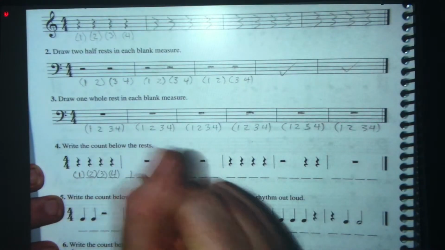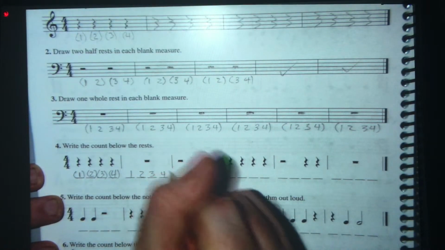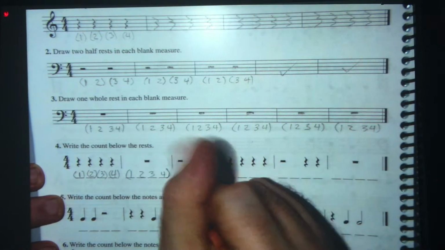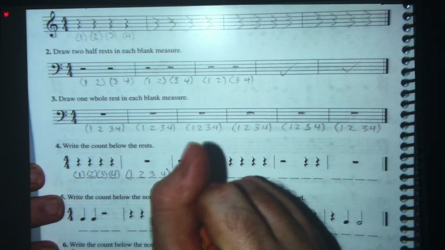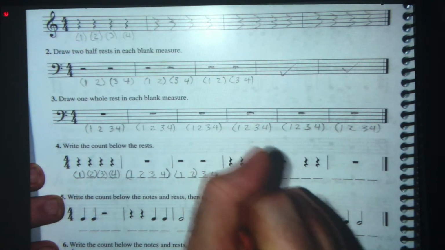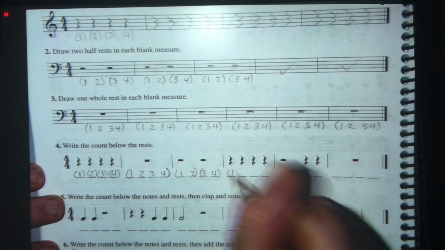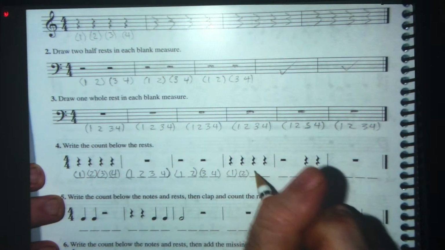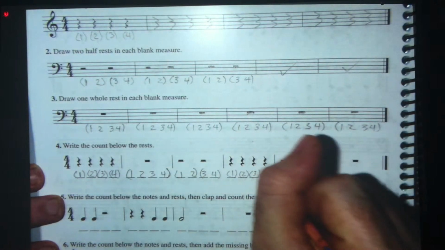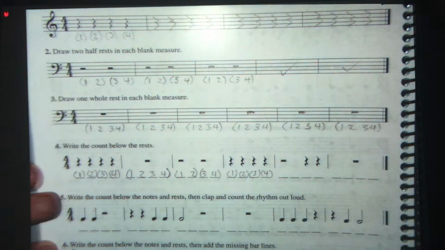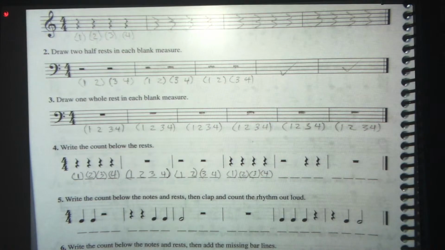This one, we're going to write 1, 2, 3, 4, and we're going to put them on the outside. 1, 2, 3, 4. And the reason I have you do this is sometimes you're going to have to show me the math. You're going to have to show me that you understand how the rhythm is performed. And you can do that by performing it, but you also need to be able to write your numbers.